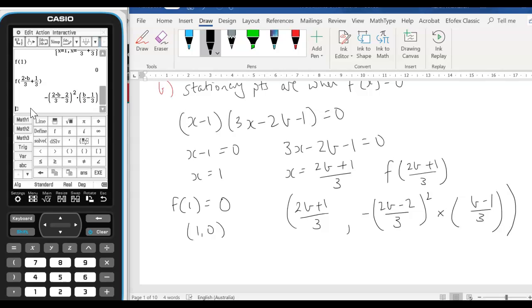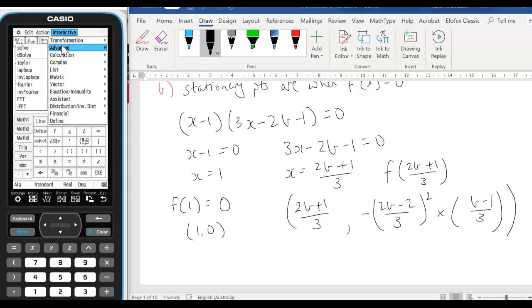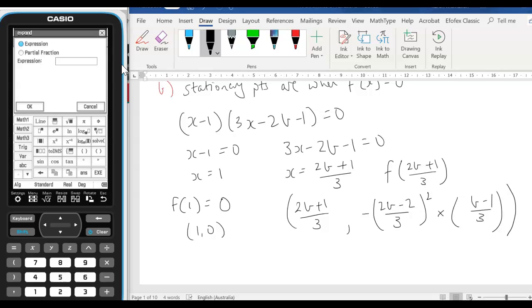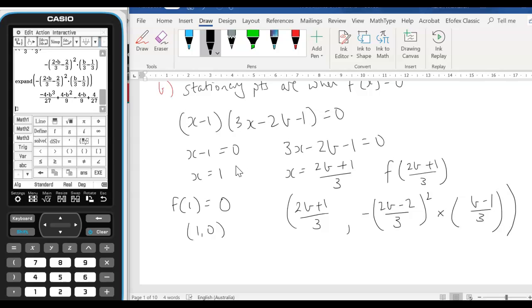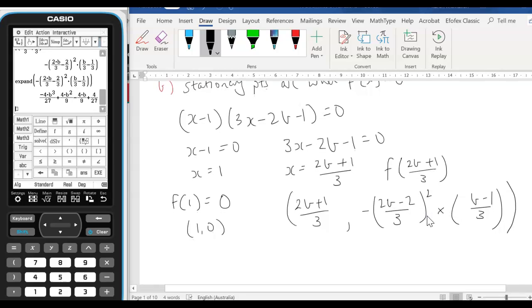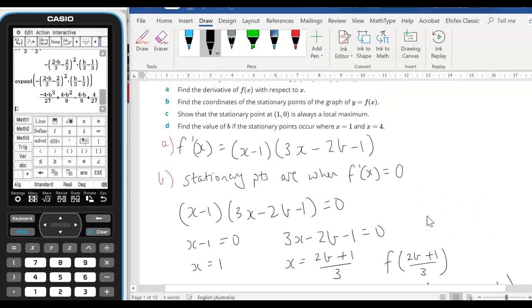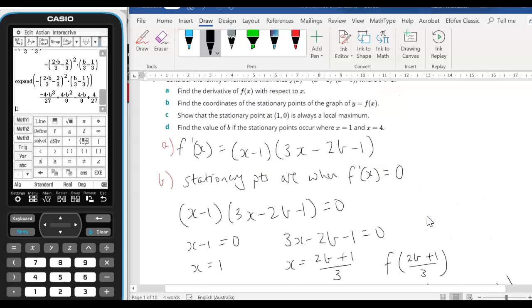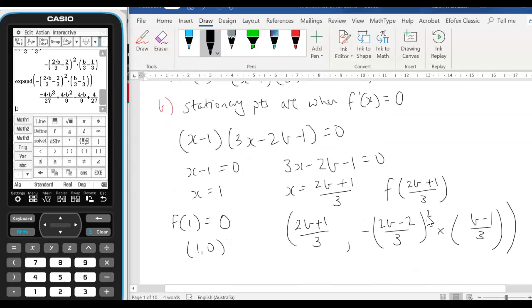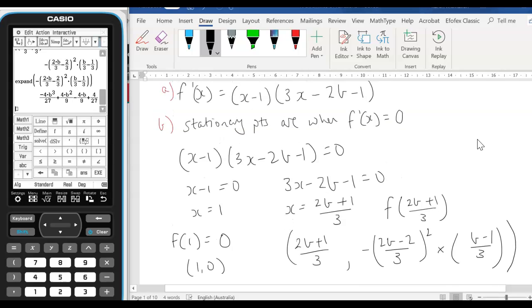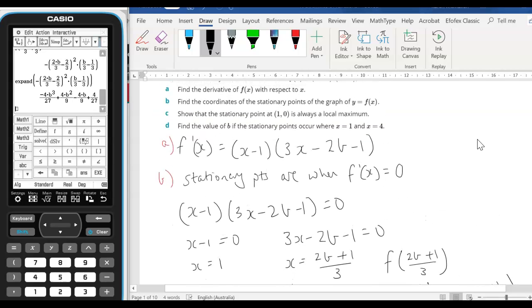Oh, something coming up. No? Let's try again. There we go. No, it's not any better. All right, we're just going to leave it like that in factorized form. Okay, so we've found the coordinates of the stationary points of the graph. Okay, so we know one is at (1, 0), and the other one is at those horrible coordinates with b in it.